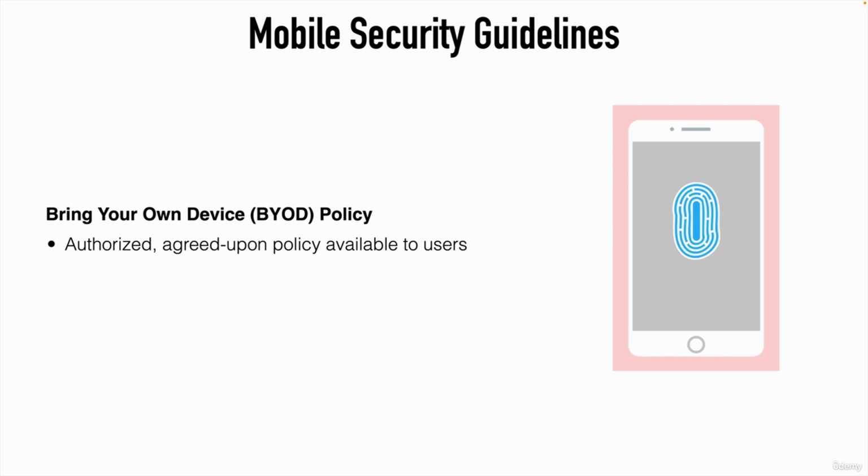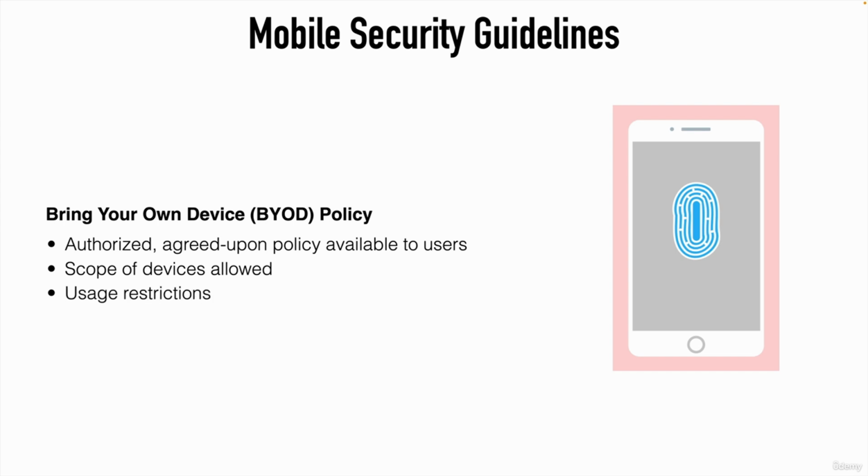There are many considerations for what this policy should contain, including things like the scope. In other words, what types of devices are allowed to be used on the enterprise network, such as personal phones, tablets, laptops, and other devices. We want to explicitly state what types of devices are allowed.